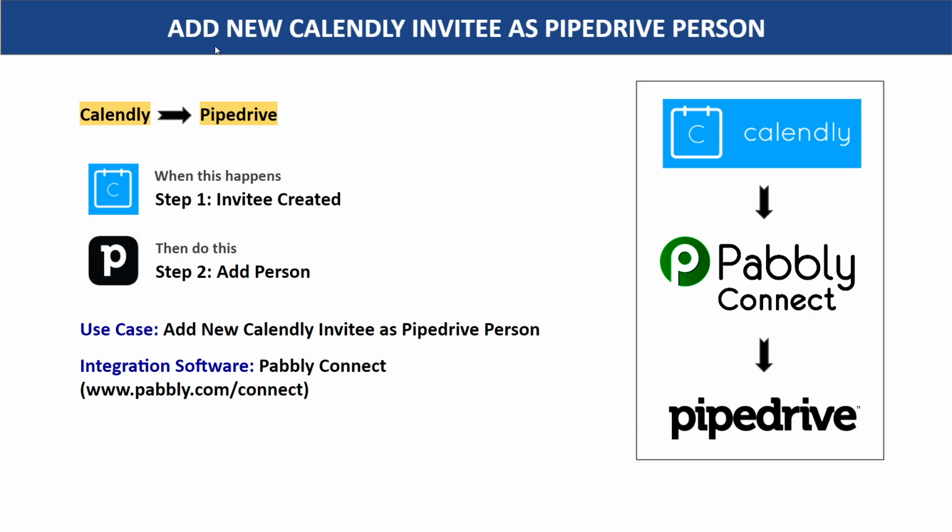Hello everyone. So in this video, we will learn how to add a new Calendly invitee as a Pipedrive person. Imagine you have created a new event in Calendly, let's say chemistry classes. Now a person called John has registered for this event, so you have John's name, email address and all those details. You want to add John as a person in Pipedrive, maybe for further analysis or just for data backup.